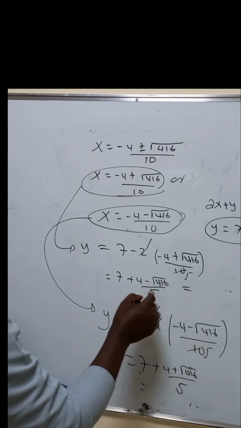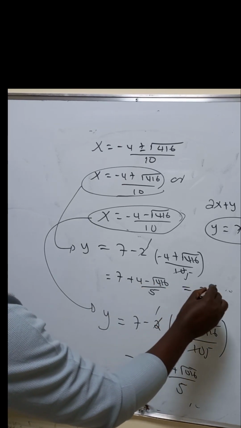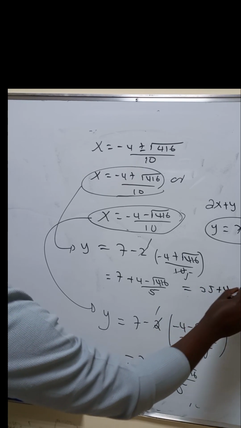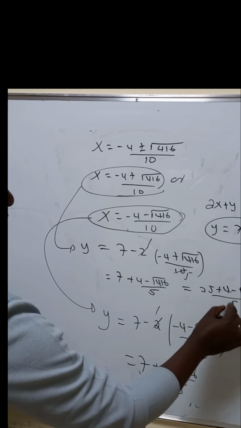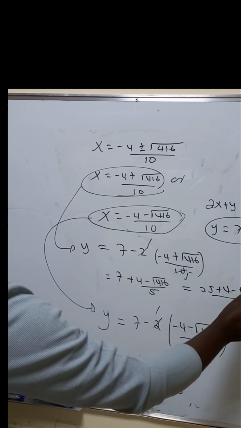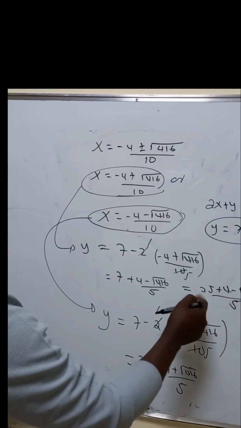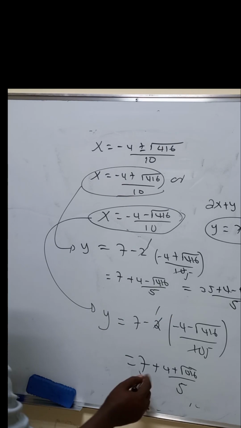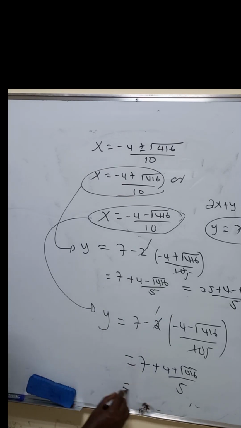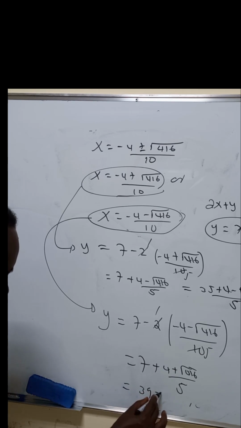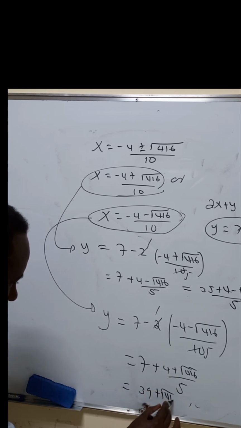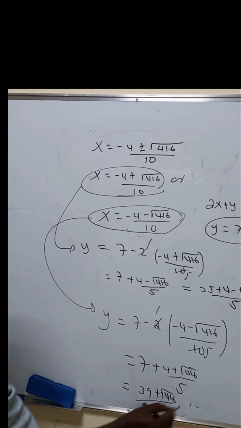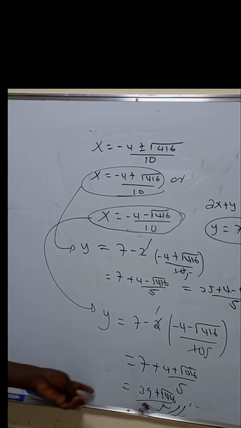Now in the case of this one, that is 35 plus 4 minus radical of 416 over 5. This is 39 minus that value. And this will be 35 again, so this is exactly 35 plus 4, 39 plus radical of 416 over 5. So the value for y will be either this one or this one.